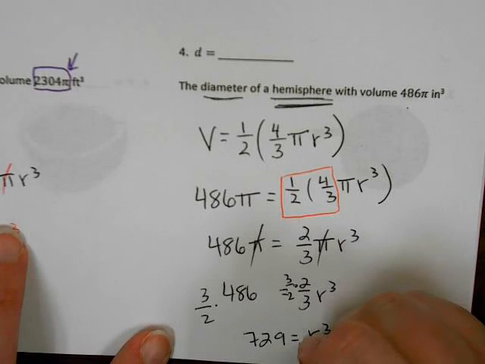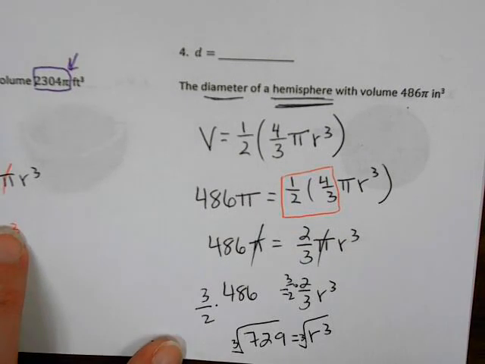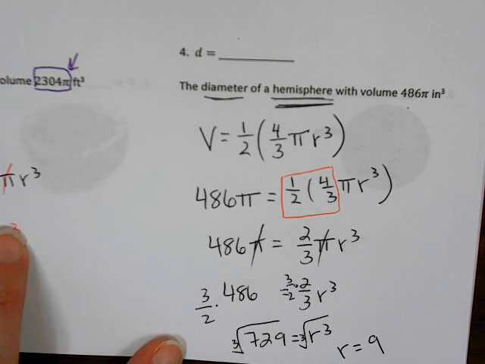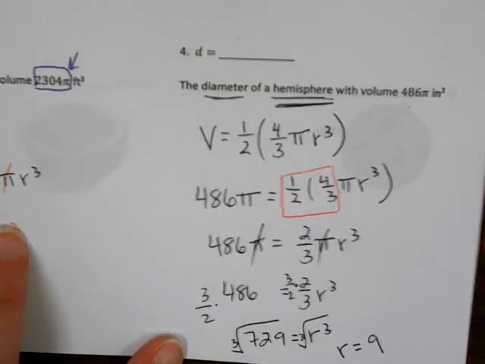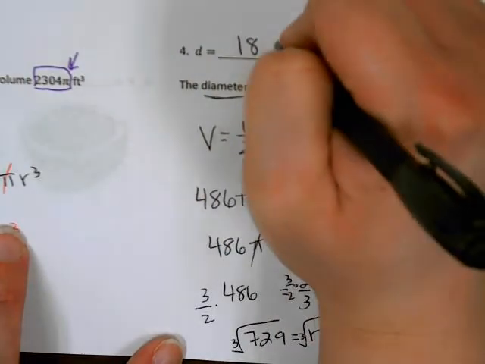And again, we can just take the cubed root of both sides. And we get 9. Radius equals 9. But then we want the diameter. So we are going to have to double that in order to get the diameter, which means the diameter is 18 inches.